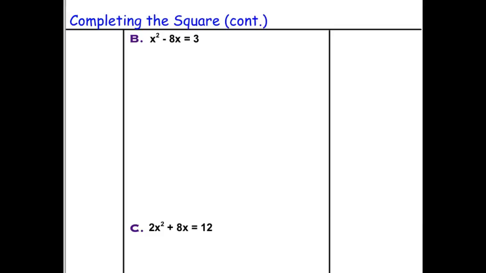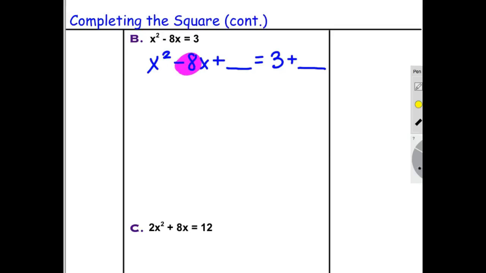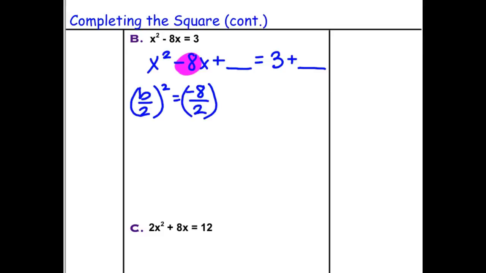So now we can start right away at step 4, where we can say x squared minus 8x plus something equals 3 plus something. So then we take our b value, which here is negative 8, and we take b divided by 2 squared, which is negative 8 divided by 2 squared. Well, negative 8 divided by 2 is negative 4. Negative 4 is being squared, which means that it is positive 16. So we got 16, we got 16.